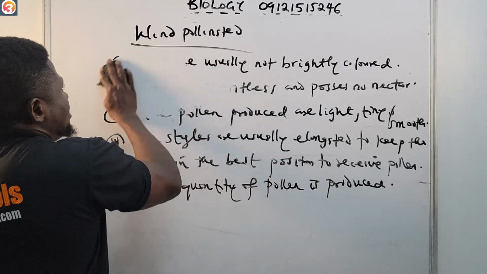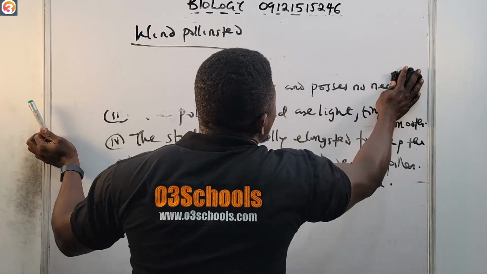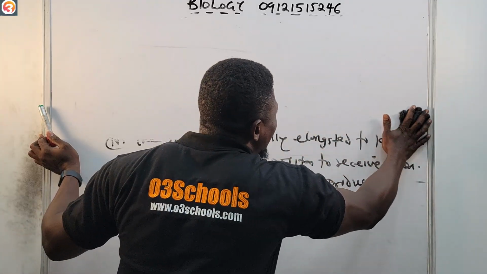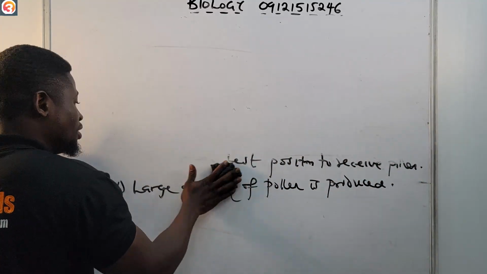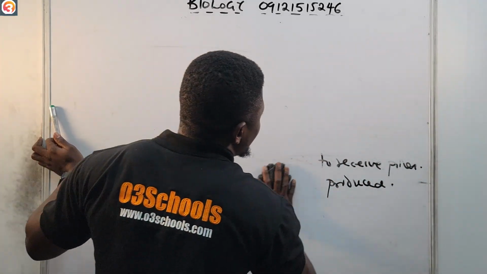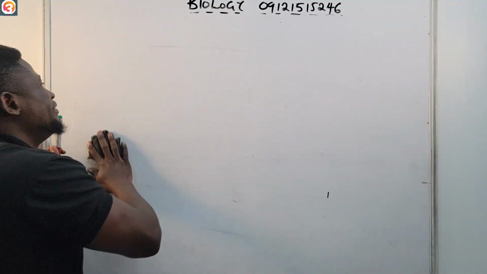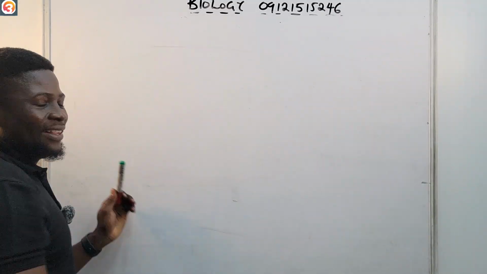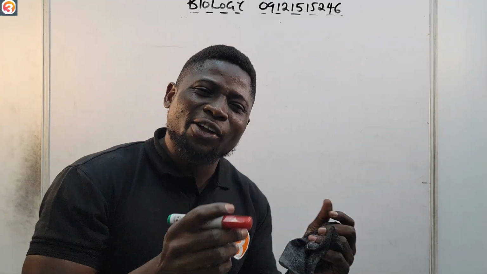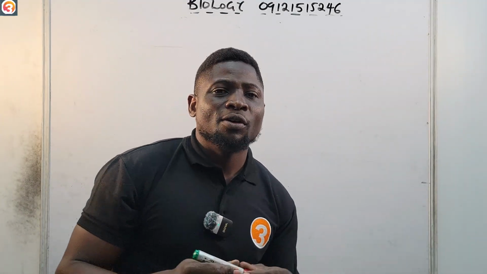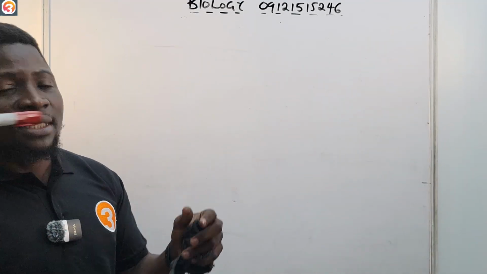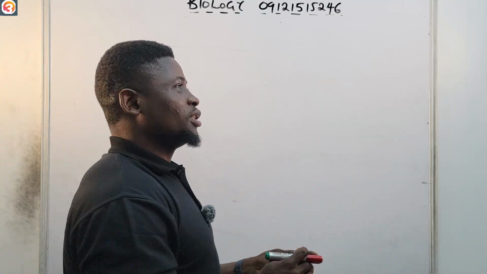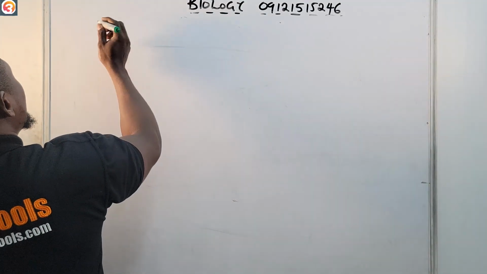So let us quickly see also the characteristics of insect pollinated flowers. Okay, of course, you know that the flowers are very conspicuous. Okay, they are very obvious. You will see them with brightly colored petals, good, fine color, very bright petals. So for that simple reason, it will attract insects and it will encourage pollination. So I'll talk about number 1.